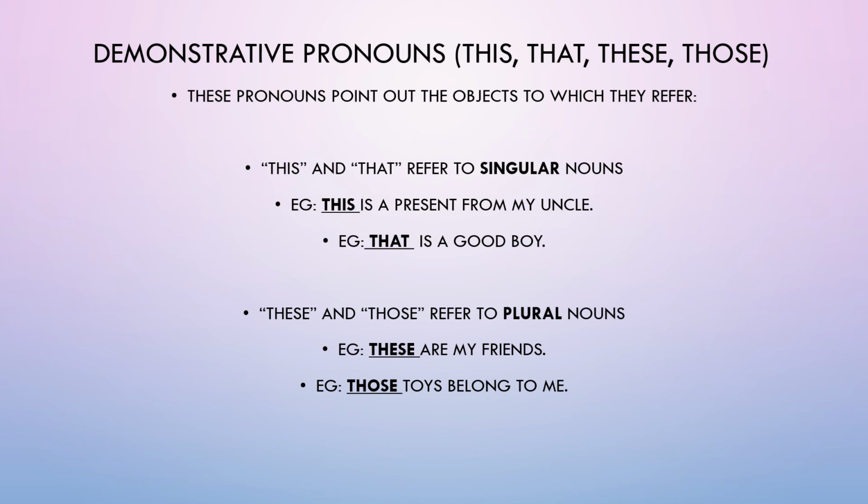And it is only one thing or one person. And we use those when it refers to many people or things which are at a distance. This distance can be real or imaginary. For example, this is a present from my uncle. That is a good boy. Here, these are singular. We are talking about only one person or thing. These are my friends. Those toys belong to me. We are talking about a group of people or things which are near us or at a distance from us.